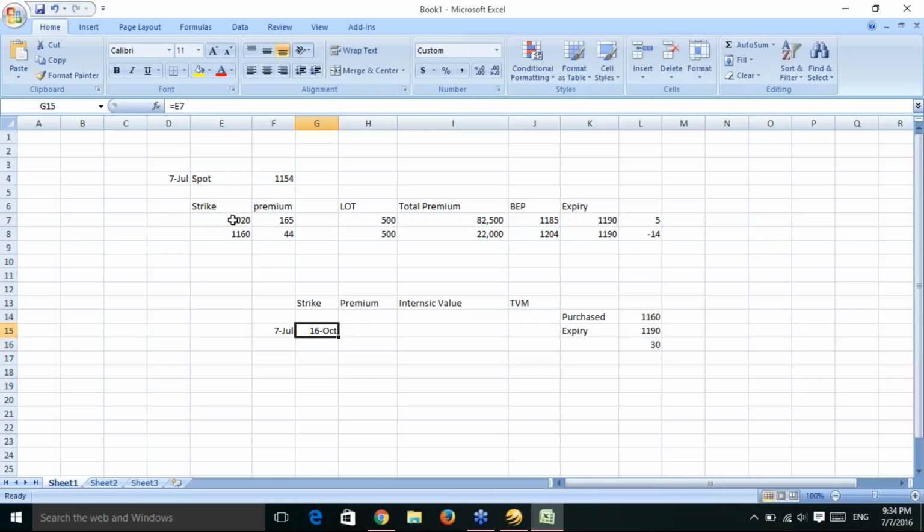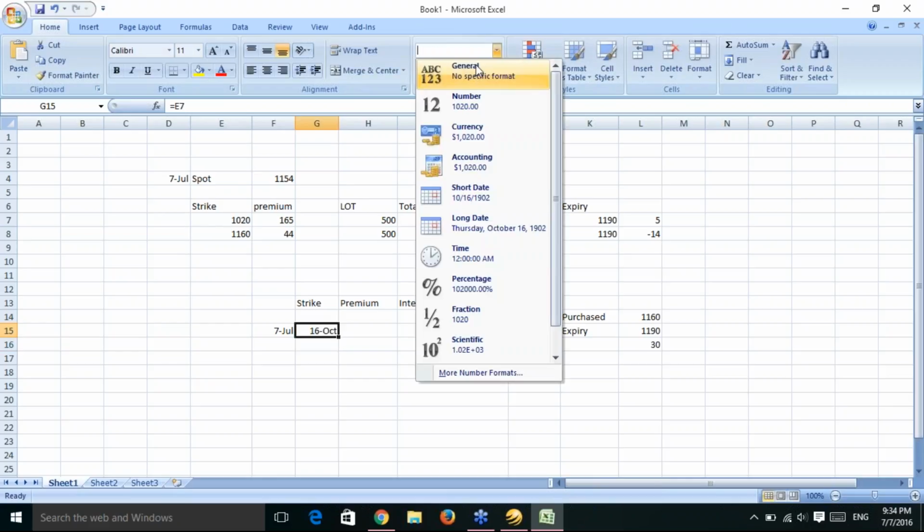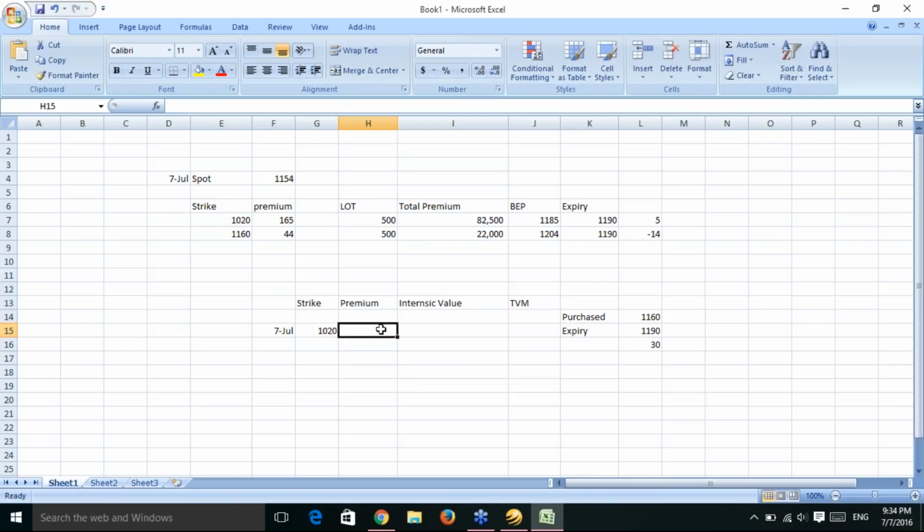The premium I paid was 165, right? So what is the intrinsic value in this premium? The intrinsic value is always the spot minus the strike. So spot is 1154 and the strike price is 1020. So this is 134, and what is the time value of money? Time value of money is premium minus the intrinsic value. So 31 is my time value.